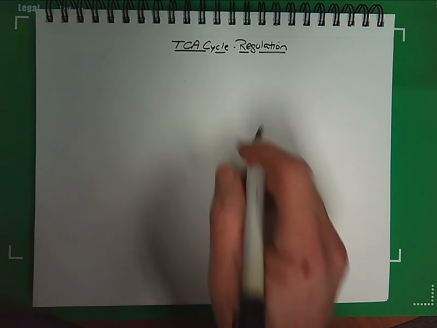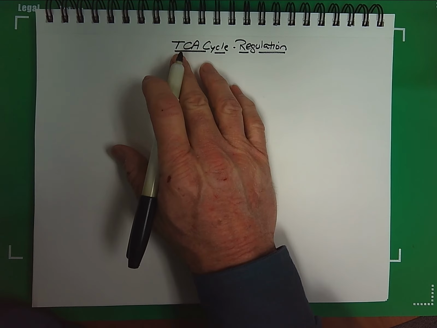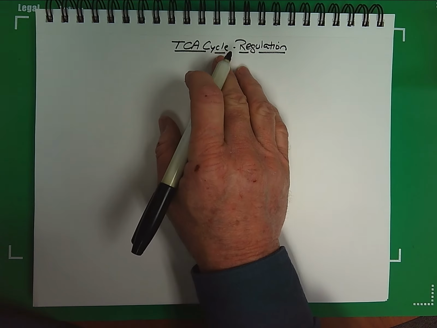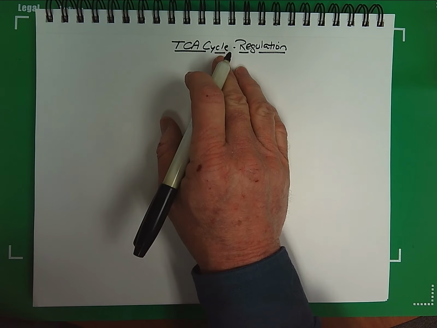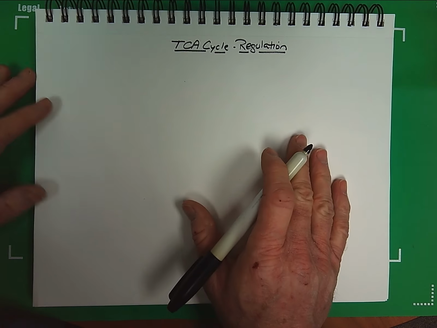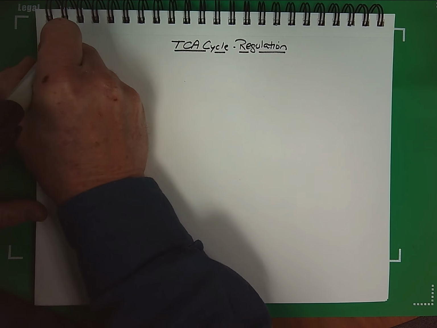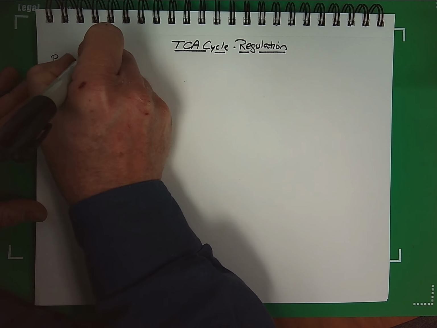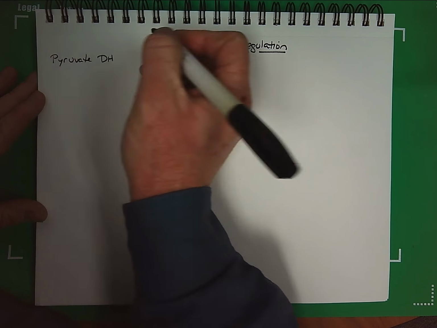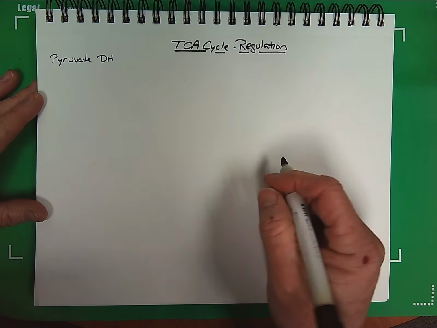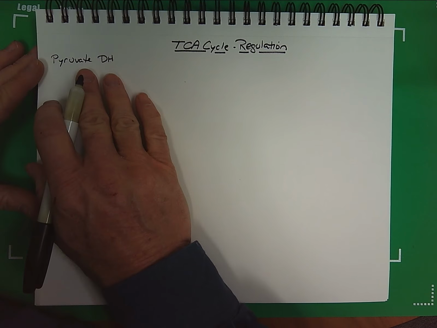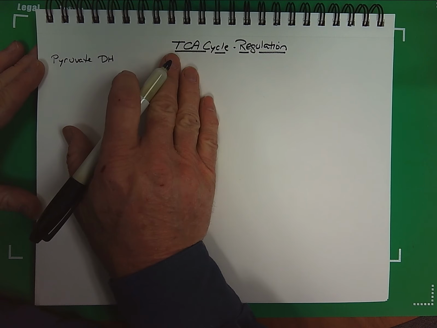Okay, in a previous video we examined the reactions of the tricarboxylic acid cycle, and now we need to look at the regulation of cycle activity. Regulation occurs at several different steps, and the first step we're going to investigate is the pyruvate dehydrogenase enzyme. Now this enzyme is not actually part of the TCA cycle. This is the step in between glycolysis and the TCA cycle.